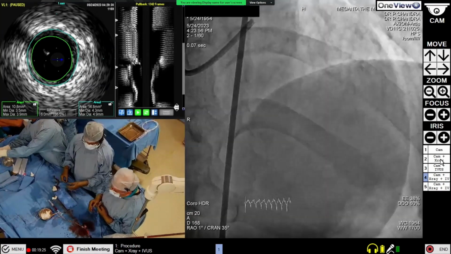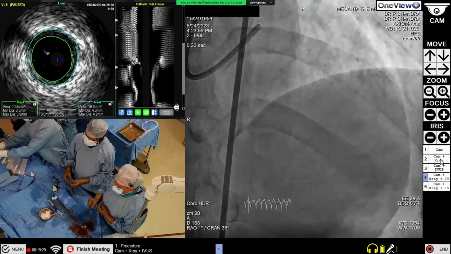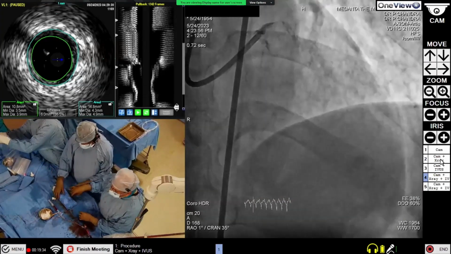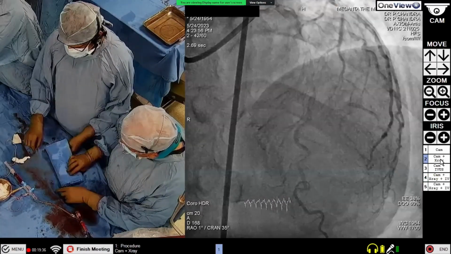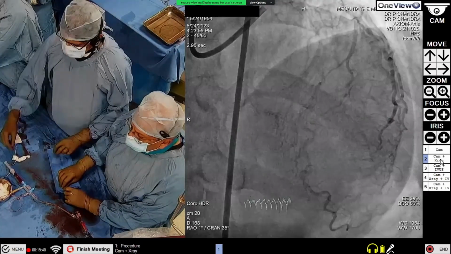We are getting the shockwave ready. In the meantime, what we can also do is dilate this diagonal. So give me the balloon 2.5. 2.5 cutting balloon. 2.5.